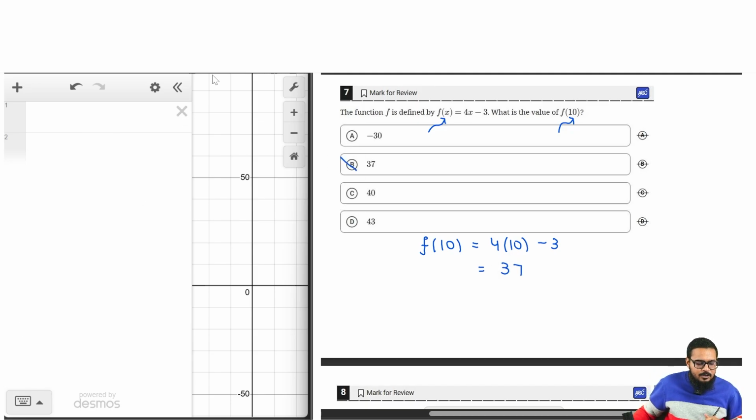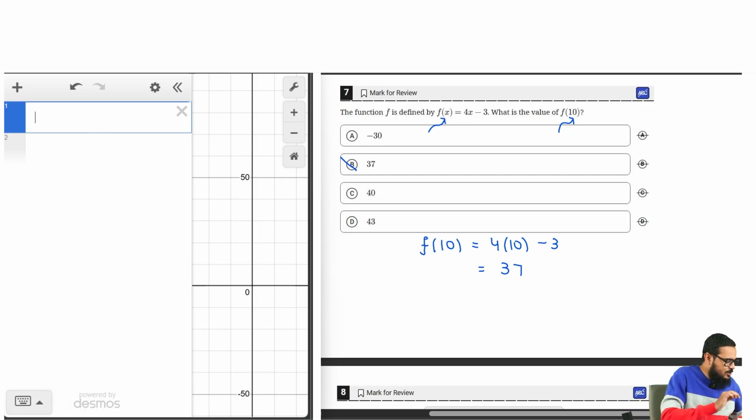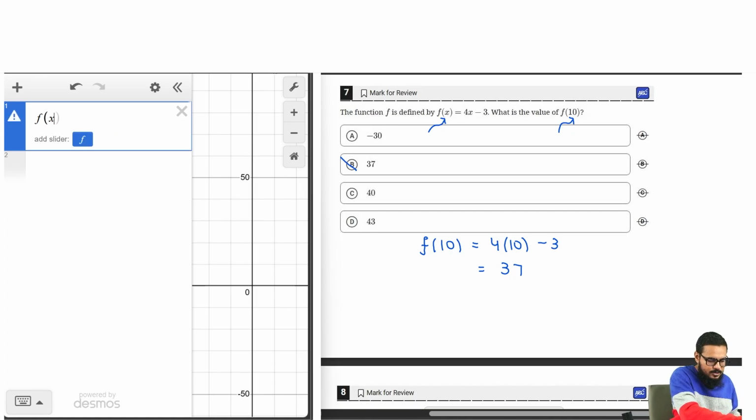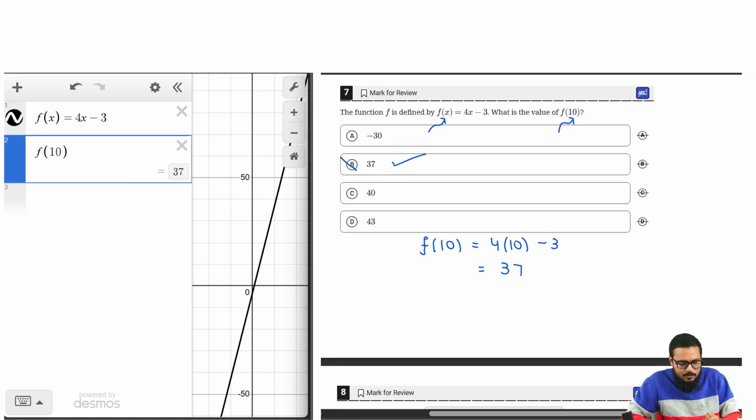Now, if you're not familiar with how this function works, you can just even type this on Desmos as well. So I'm going to type f of x is equal to, so this is not x naught, this is just x, is equal to 4x minus 3. That's my equation. And then in the bottom, I will try something that I'm looking to calculate, f of 10. Desmos gives me the value of f of 10 as 37. That's mentioned in answer option B.